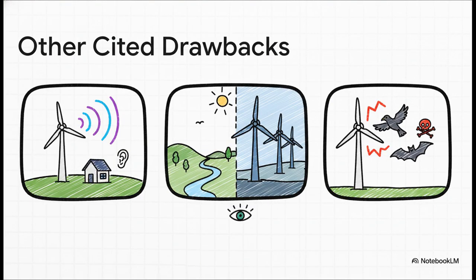And intermittency isn't the only hurdle. Just like any massive infrastructure project, wind farms have other things to consider. You've got the noise they produce, how they look on the landscape, and of course, their potential impact on local wildlife, like birds and bats. These are all real challenges that have to be managed carefully.